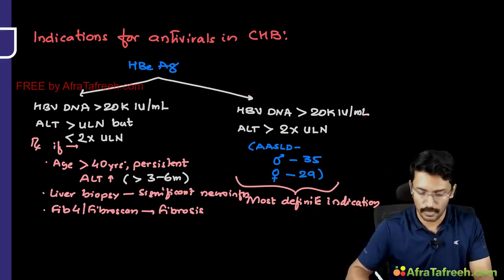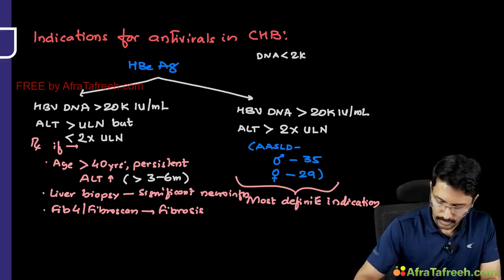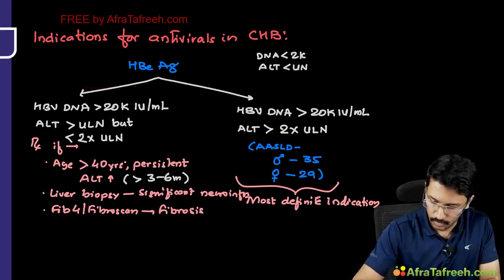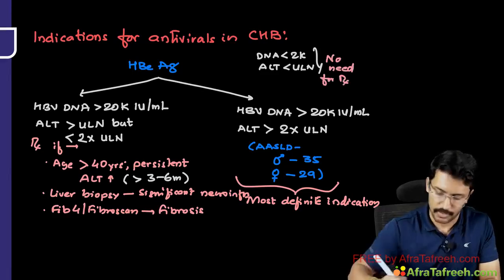What is that? When the DNA levels are less than 2K and ALT level is less than upper limit of normal, right? It's a definite indication for not starting. No need for treatment in those cases.